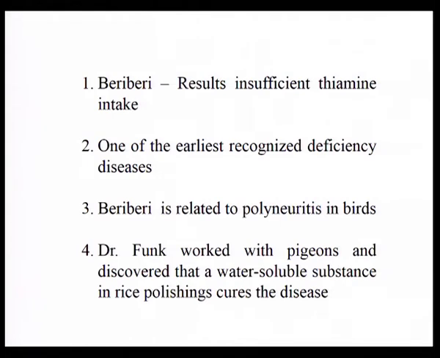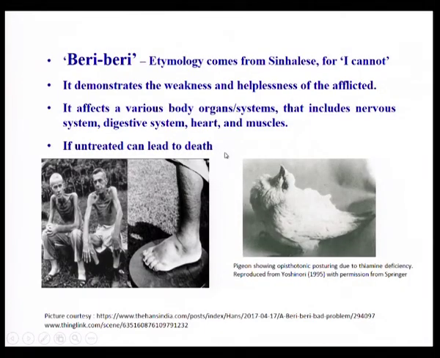So you see, this particular disease has a similarity to a disease we call polyneuritis in birds. Suppose you feed birds, fowl, pigeons, with a diet deprived of thiamine, so they quickly develop this particular symptom. This symptom is called opisthotonic posturing. It is a kind of paralytic posture where the bird wiggles its head in this fashion, and it's an inflammatory condition of the nerves.